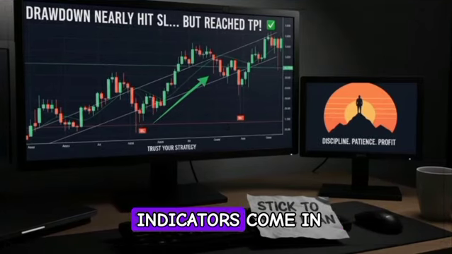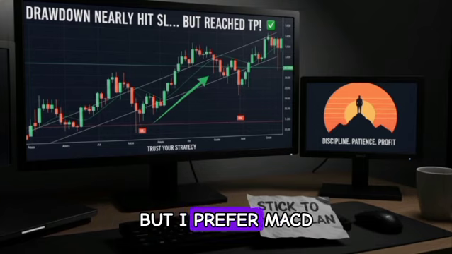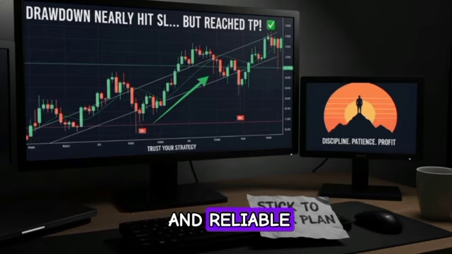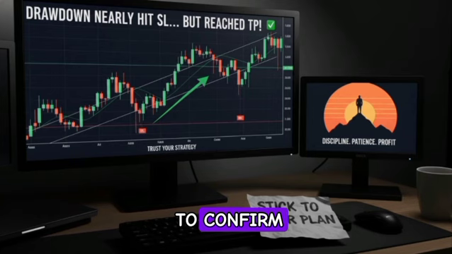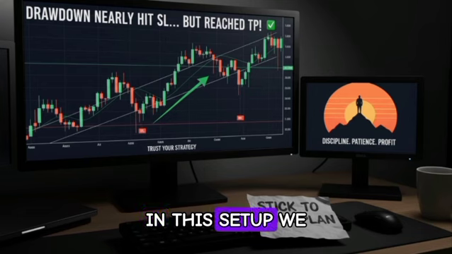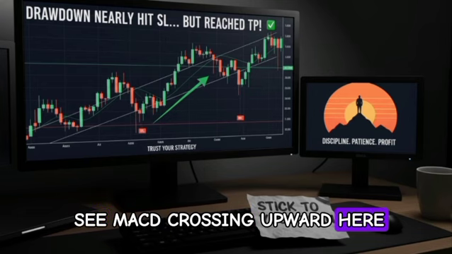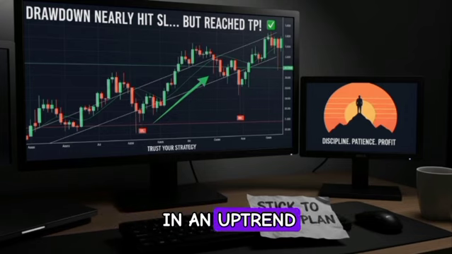This is where trend indicators come in. There are many options available in the market, but I prefer MACD because it is simple and reliable. Once MACD is applied to the setup, we can use it to confirm whether this upward movement is a valid reversal or not. In this setup, we see MACD crossing upward here.